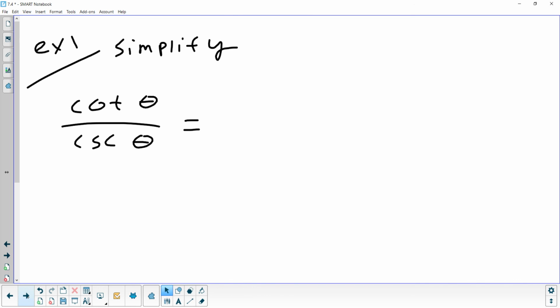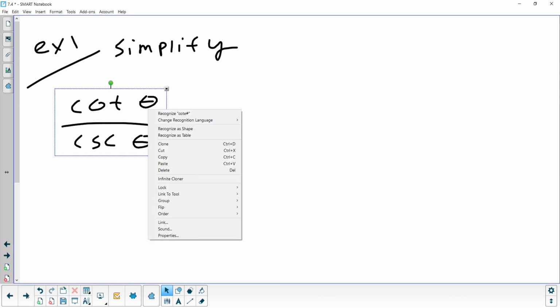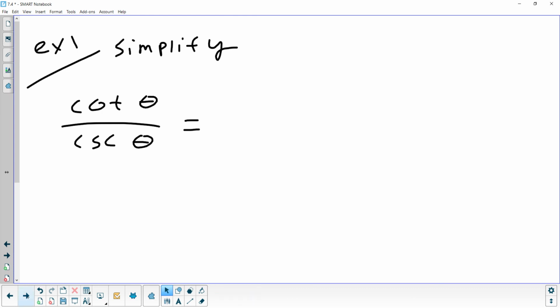All right, so let's look at this one. Cotangent divided by cosecant. It doesn't really matter what the argument is. The point is this argument will always be a variable. X, Y, theta, something. Let's try using the trick that I just showed you. Change everything to sines and cosines. How can we rewrite cotangent in terms of just sines and cosines?